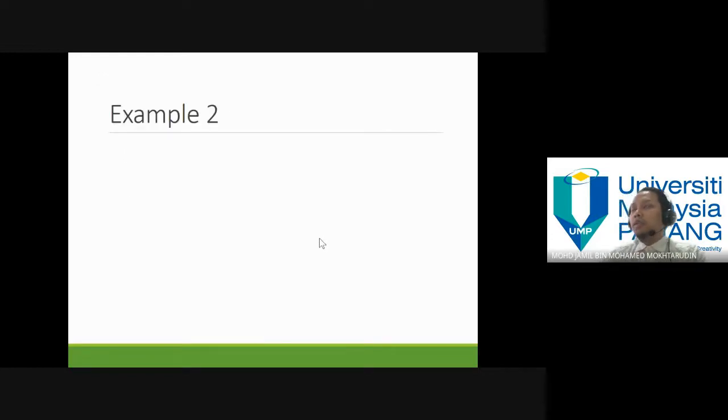Okay, so today we are going to look at example number 2 for sketching root locus and maybe some of the tutorials, and we will continue more on tutorials on this Wednesday. Okay, so example number 2.